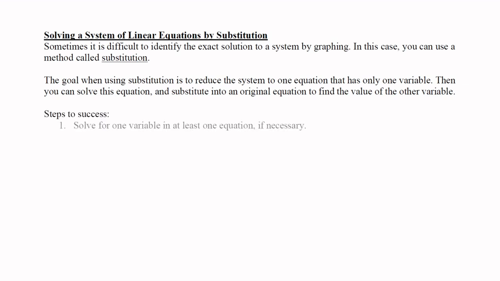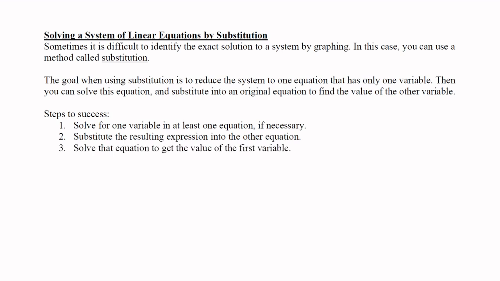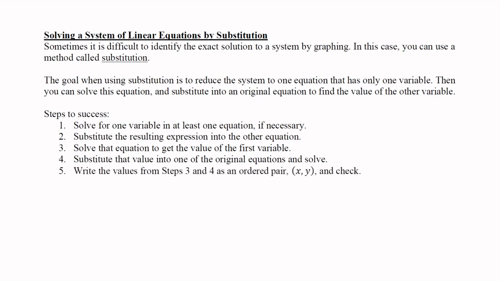So in order to do this, you're going to solve for one variable in at least one equation. Substitute the resulting expression into the other equation. Solve that equation to get the value of the first variable, and then substitute that value into one of the original equations and solve. Now I know that this sounds like a bunch of word soup, but I think it's more straightforward when you see it done in examples. And of course, you're going to take the values that you get and write them as an ordered pair, and do a check to make sure your answer is correct.